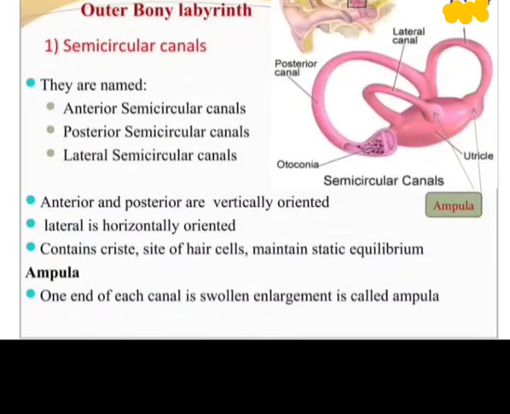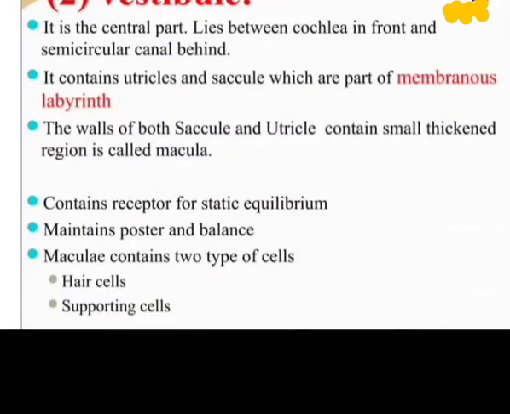Next one is the vestibule. What is the vestibule? It is the central part, and it lies between the cochlea in front and the semicircular canals behind. It contains the utricle and saccule, which are part of the membranous labyrinth. The wall of both the saccule and utricle contains a small thickened region called the macula, which contains receptors for static equilibrium, and it maintains posture and balance.